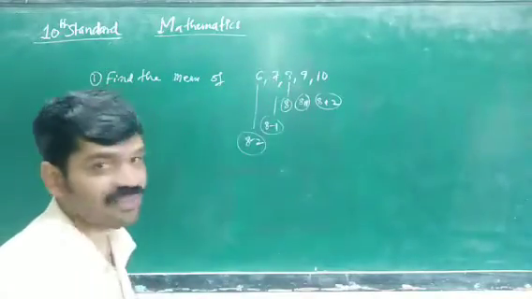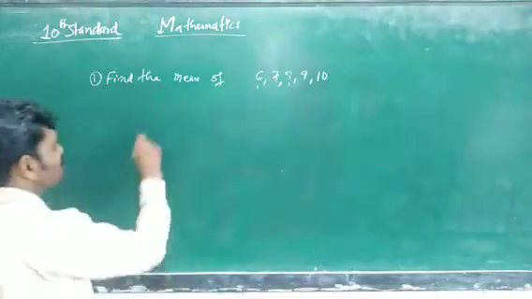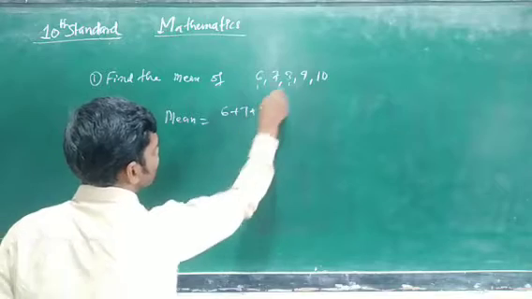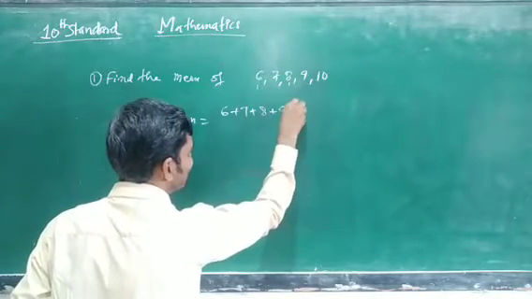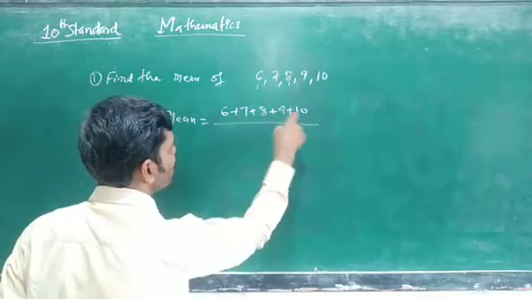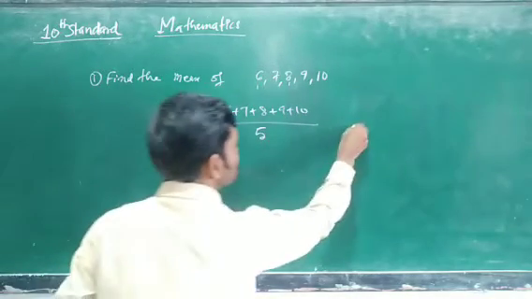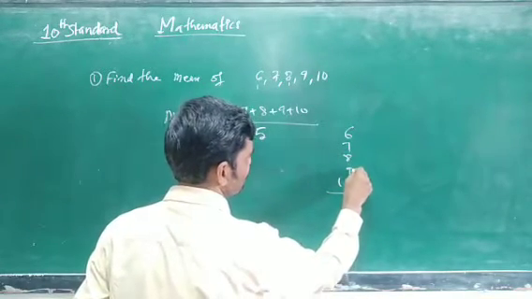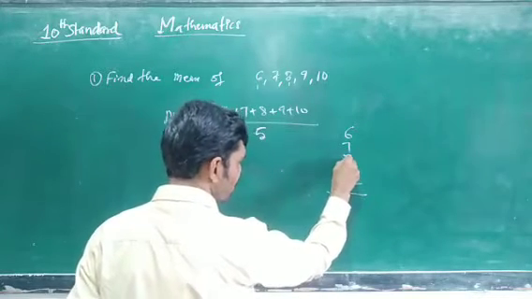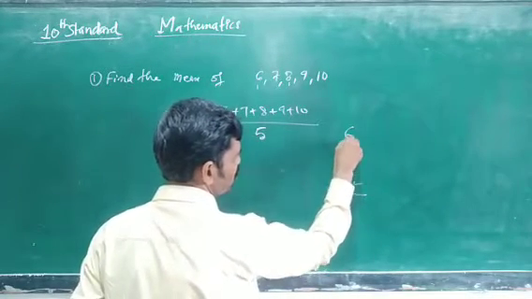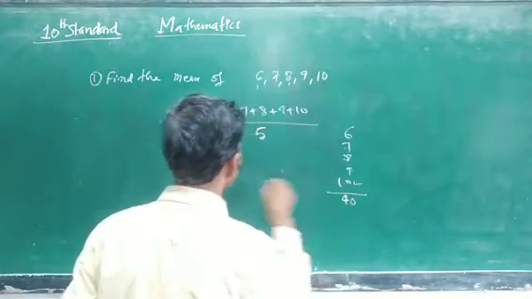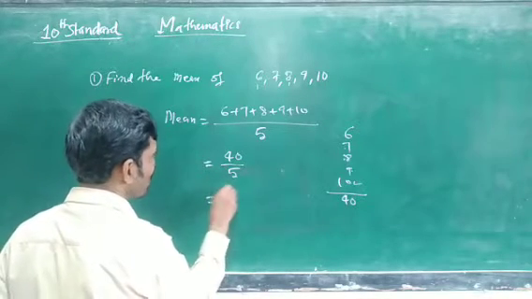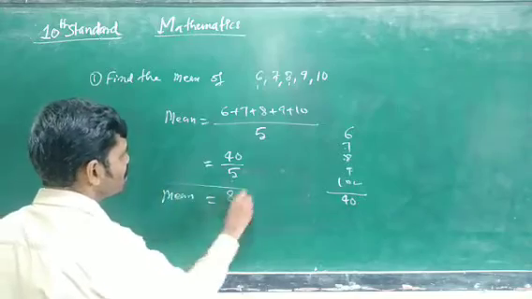To find that out, we have a formula. Mean is equal to 6, 7, 8, 9, 10 divided by 5 numbers. So 6 plus 7 plus 8 plus 9 plus 10: 19, 27, 34, 40. So 40 by 5. 5 eights are 40. So mean is equal to 8.